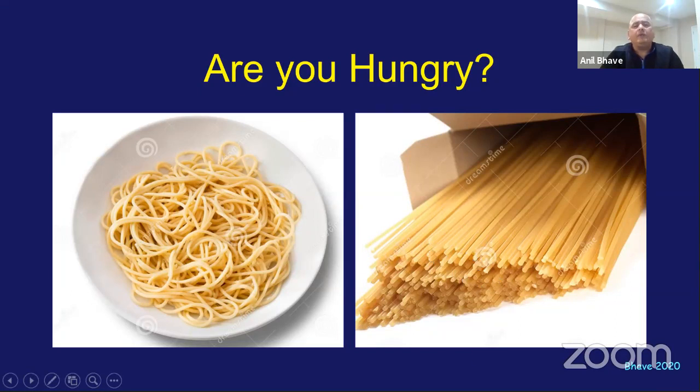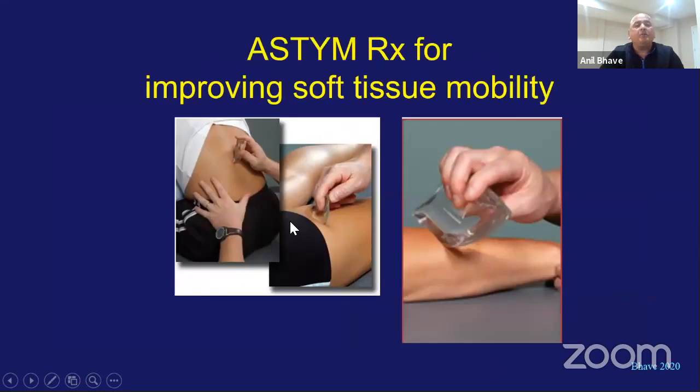So what can we do for that? Well, one of the therapy modalities that we believe in is using manual therapy, using instrumented mobilization. You can choose what instrument you want, whatever is comfortable in your hand.